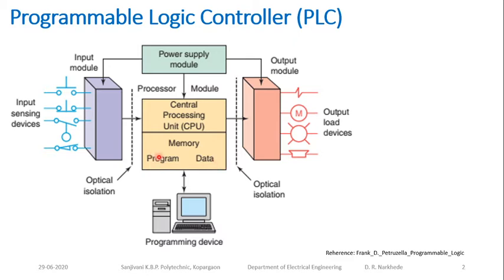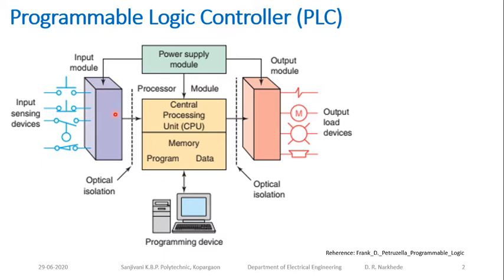Memories are commonly known as RAM memory and ROM memory. RAM memory is used to temporarily store the data or variables, and program memory is your ROM memory, that is read-only memory. It is a permanent, non-volatile memory, which is used to store the program written to execute a certain application.